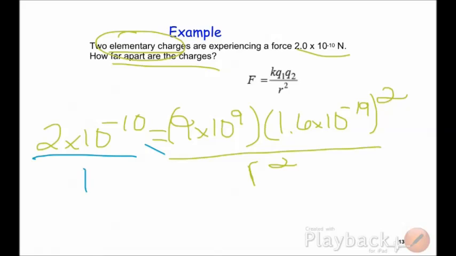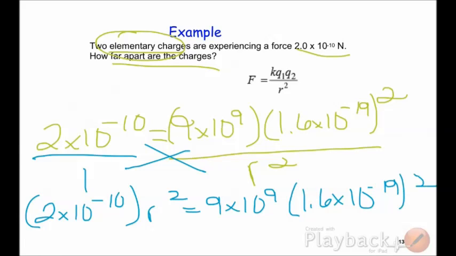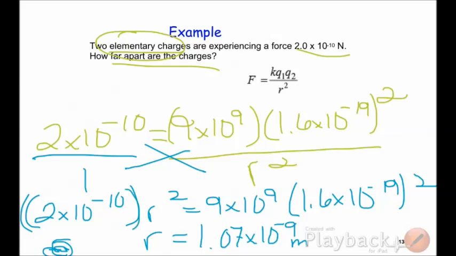I recommend cross multiplication, and you get 2 times 10 to the negative 10th times r squared is equal to 9 times 10 to the 9th times 1.6 times 10 to the negative 19th squared. Solve for r, don't forget the square root, and you should get 1.07 times 10 to the negative 9th meters, or about 1 nanometer. That should be your r. If you did not get that number, I'd recommend you plug it into a calculator. Make sure you either use the capital E symbol or put parentheses when you divide it by that.